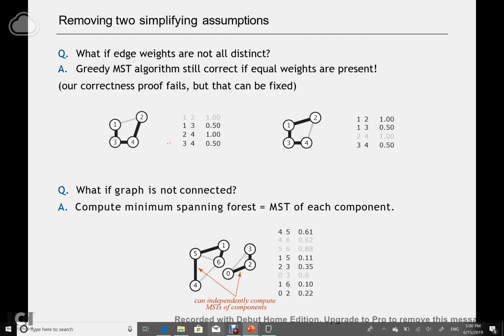For example, here they have four edges. They have two edges at the same weight.